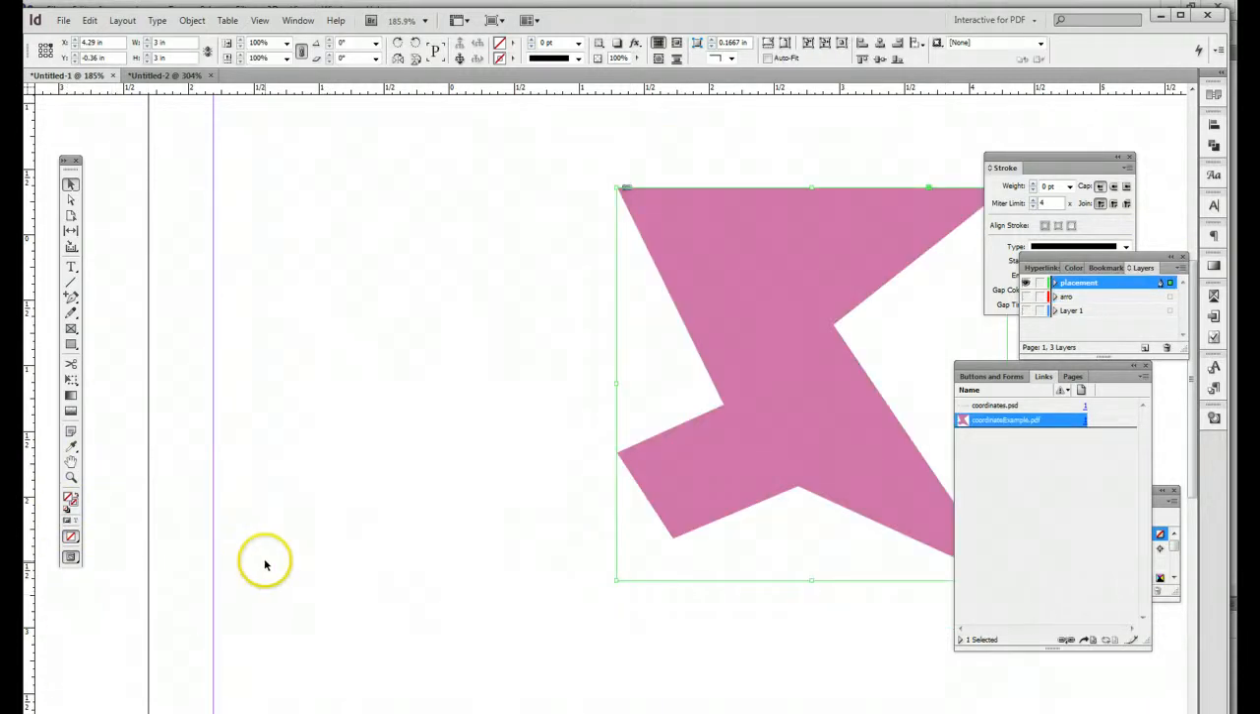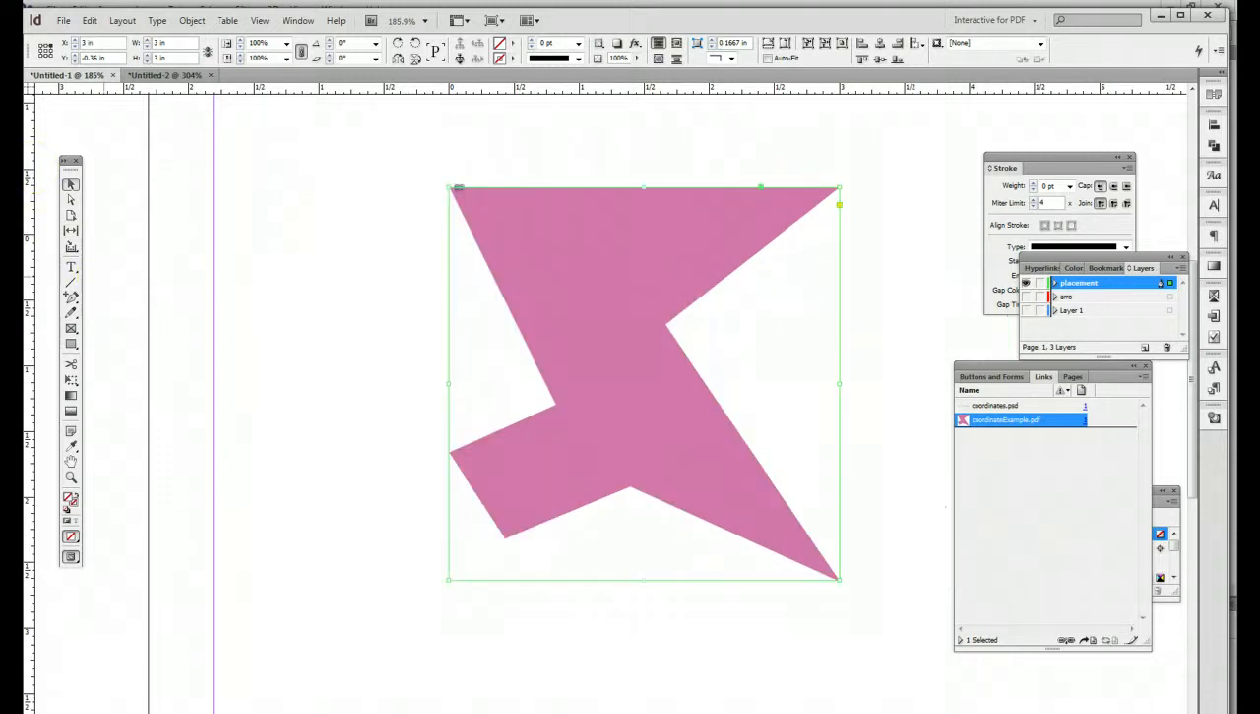Here we have a graphic that has been randomly placed on the page, and I want to set it at 3 inches, upper right-hand corner. So I will type in 3 inches on the x-axis, and it jumps into position.